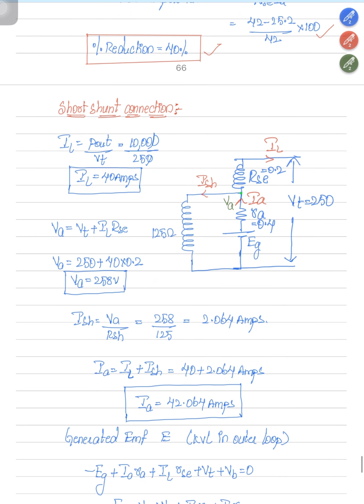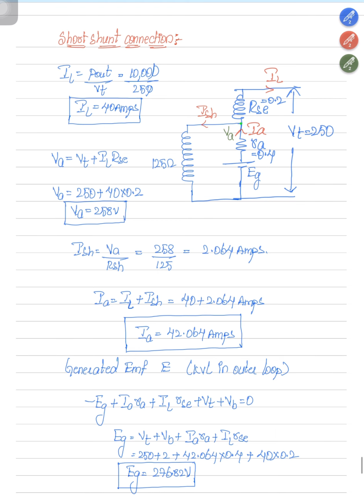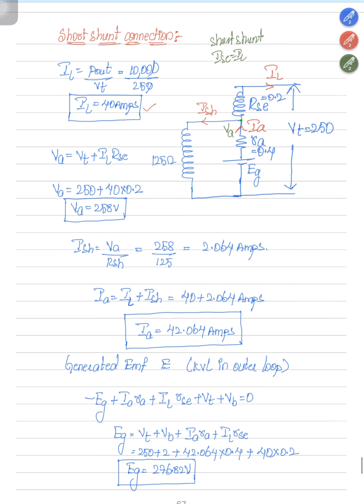Now let's go for the short shunt connection. In the short shunt connection, first we need to find the generated EMF. Here the output power is 10 kilowatt, so the load current will be 40 amps. Here in the short shunt connection, the current through the series field winding will be the load current, not the armature current. Now we need to find the armature terminal voltage VA. By using simple KVL, VA equals VT plus IL into RSC. By this, the armature voltage is 258 volts.